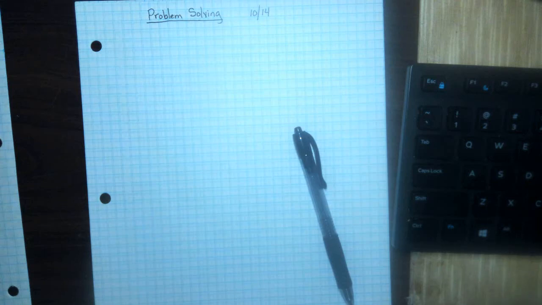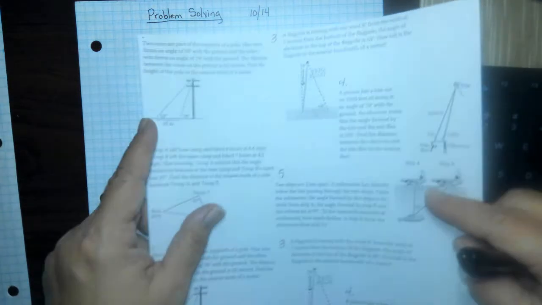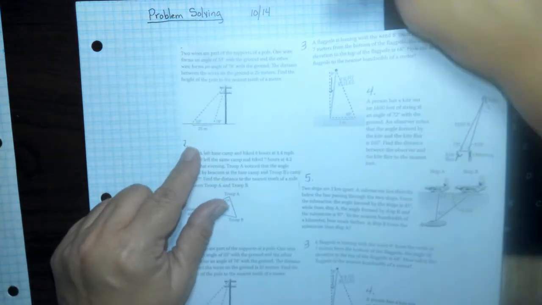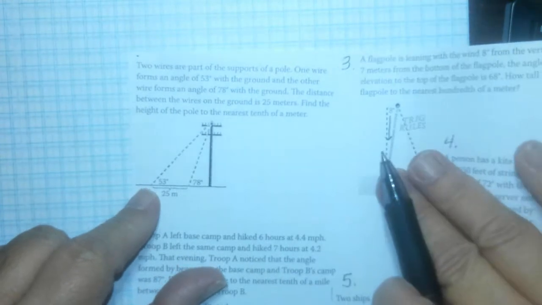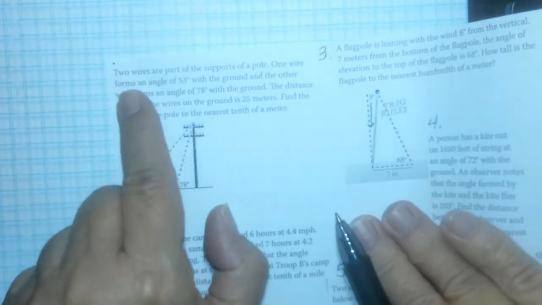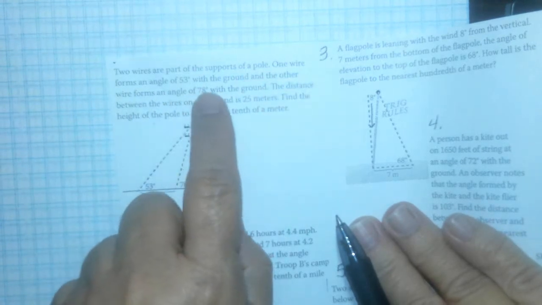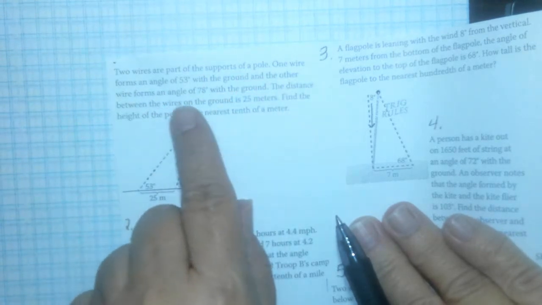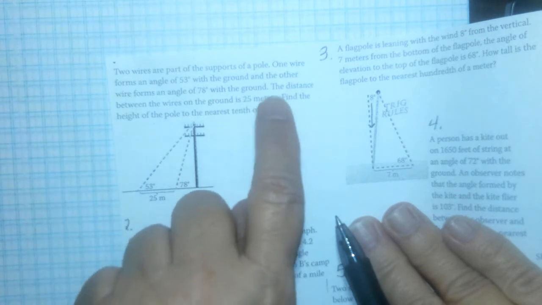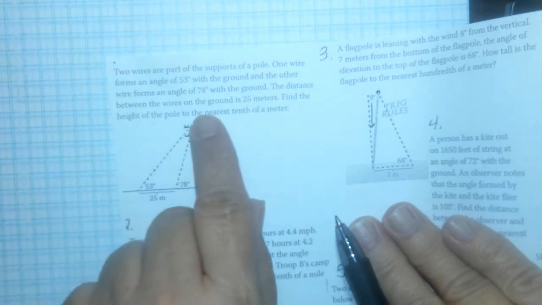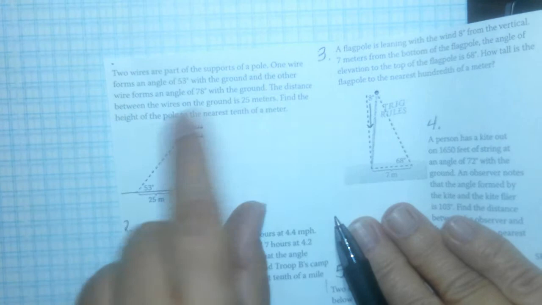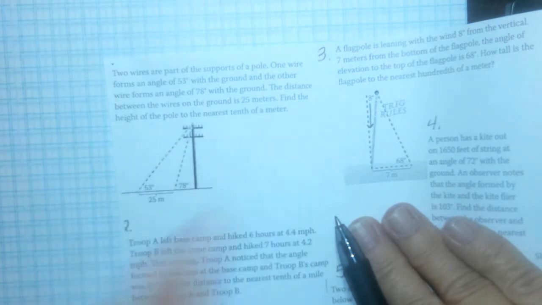Alright, so we're problem solving. So here's our first problem. And again, we want to read through quickly the first time. Two wires are parts of the supports of a pole. One wire forms an angle of 53 degrees with the ground, and the other wire forms an angle of 78 degrees with the ground. The distance between the wires on the ground is 25 meters. Find the height of the pole to the nearest tenth of a meter.